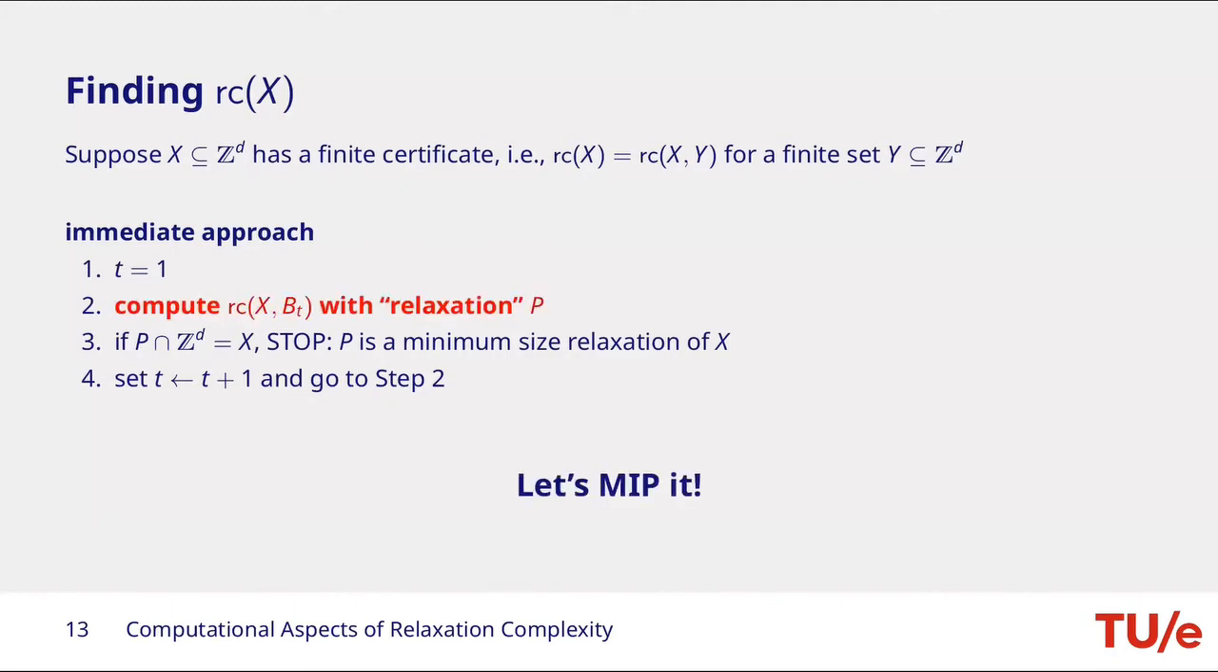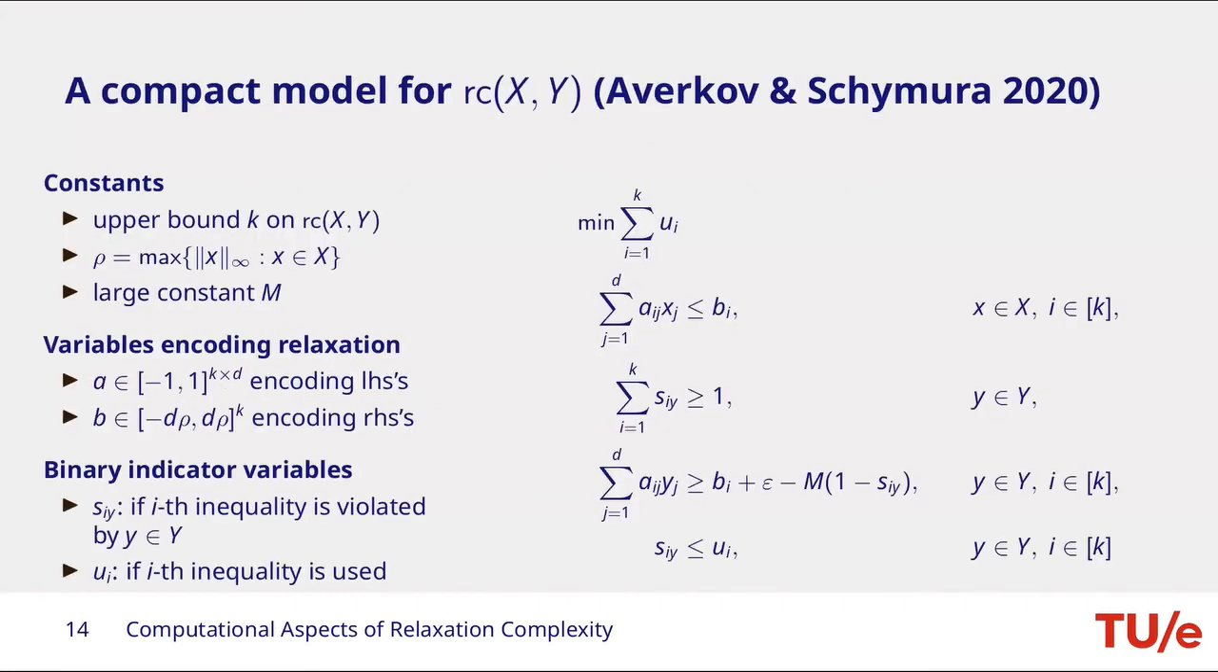Well, we had a MIP workshop, let's MIP it. And in the following, I want to discuss two mixed integer programming formulations for computing this value RC_X of B_t. The first model is a rather straightforward model, and it encodes the inequalities that we need in a relaxation explicitly. And to define this model, we need, of course, an upper bound k on the number of inequalities that we need, because we want to encode these inequalities explicitly.